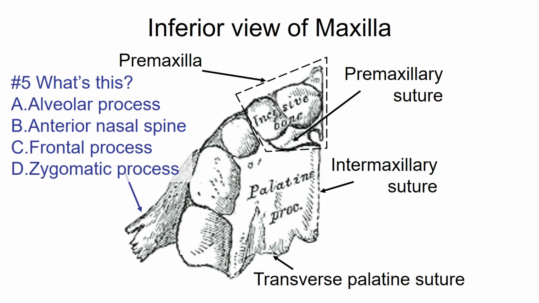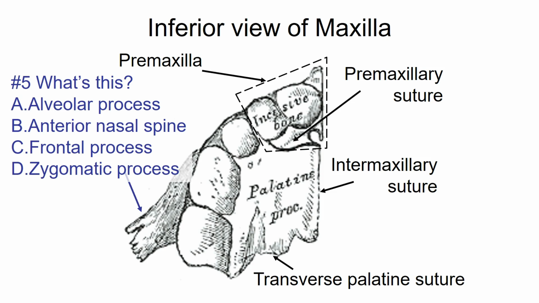Looking at the maxilla from beneath in a different view, looking at just one half of the maxilla in this image, I've highlighted the premaxilla and the premaxillary suture, the intermaxillary suture between the two halves of the maxilla, the transverse palatine suture where the palate would extend to connect with the palatine bone, and then one not specifically labeled, but a process coming off of the maxilla, that in this case is the zygomatic process connecting it to the zygomatic bone.